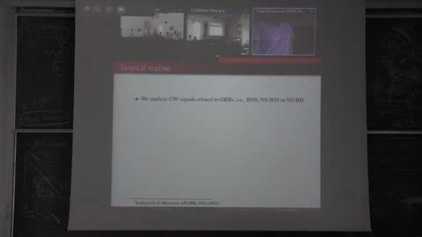Now for the compact binaries, we worked for a binary black hole. In the binary, we have different stars, or different black holes. We need to modify the approach.